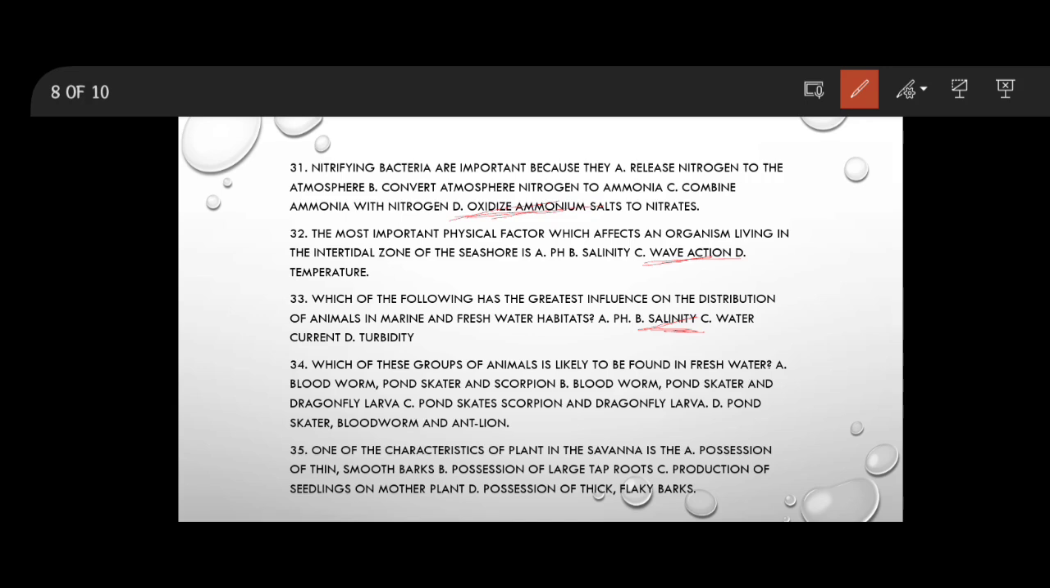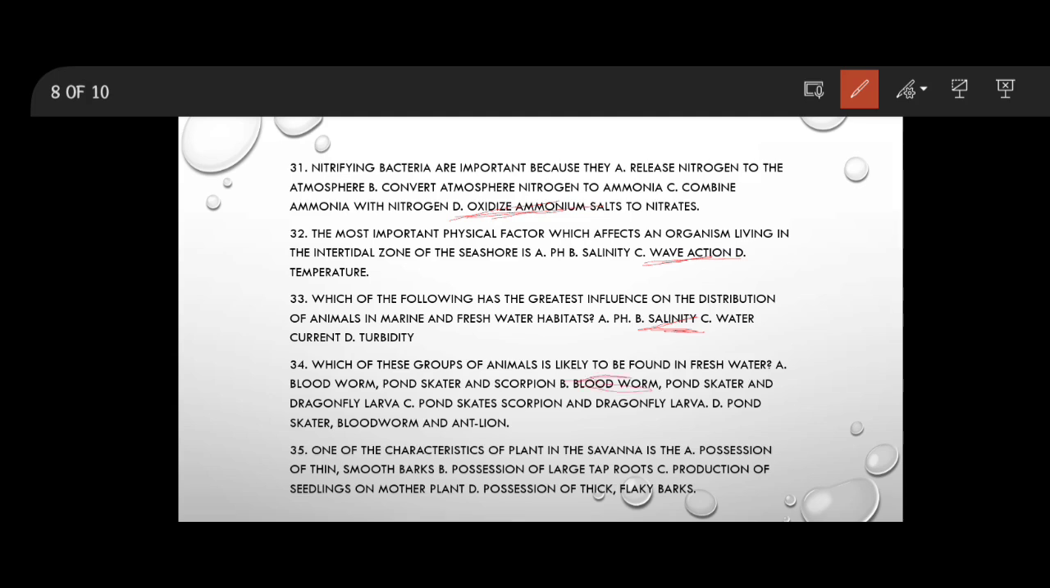Which of this group of animals is likely to be found in fresh water only? So let's take a look. We have bloodworm, pond skaters, and scorpion. Scorpions are found on land, so A is wrong. Bloodworm, pond skater, and dragonfly larva. Pond skaters, scorpion, option C is wrong. Pond skaters, bloodworm, and ant lions. The larvae of ant lions are usually found on dry land, so option D is also wrong. So the best answer there is option B, that has the bloodworm, pond skaters, and dragonfly larva.